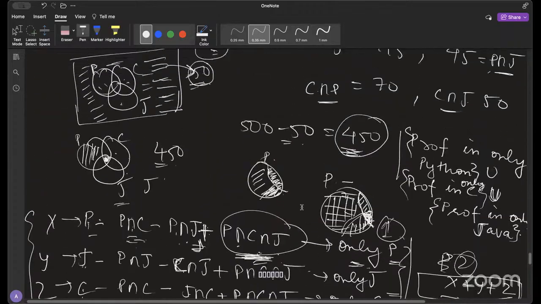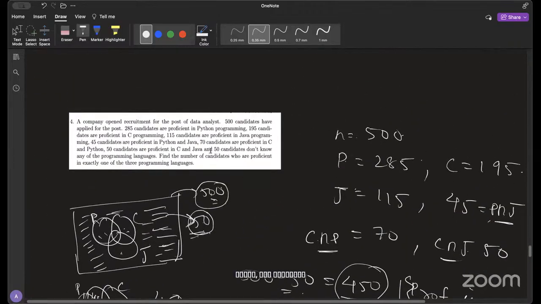That's what I was saying. In the question, read here. It's given that 50 candidates don't know any of the programming languages. That means they're not a part of the set P, they're not a part of the set C, they're not a part of the set J. It means they lie here, outside the union of these three sets.